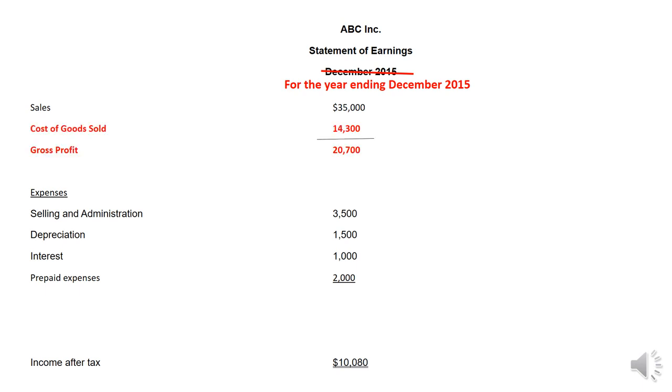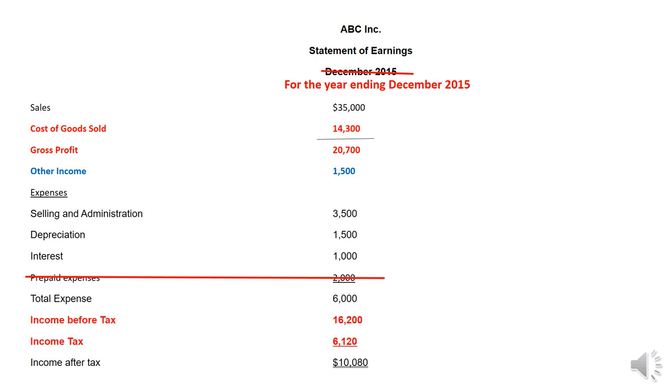When we have cost of goods sold, we want to show gross profit, and then we'll show the other income afterwards. And then prepaid expense is an asset. It's not an expense, so we need to remove that. And then we also want to show income before tax, income tax, and then income after tax. So those are the major problems I tend to see with income statements on midterm exams.